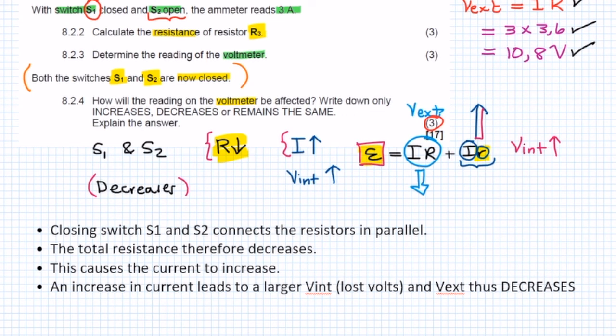I started off by saying closing switch S1 and S2 connects the resistors in parallel. The total resistance therefore decreases. That gets you 1 mark. This causes the current to increase. That's the 2nd mark. An increase in current leads to a larger V internal or lost volts. That is the 3rd mark. And V external therefore decreases. And that gets you 3 marks and not 4 marks.